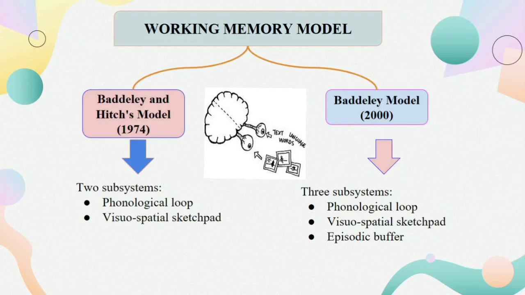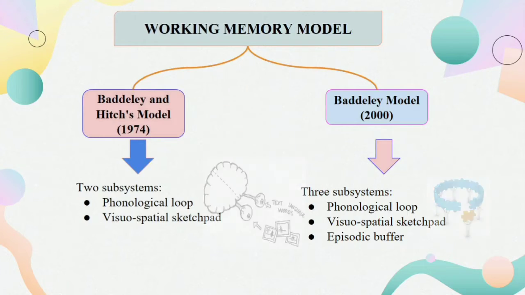Concerning the working memory model, it was changed according to the time. At the first time, it was divided into two subsystems. The first is the phonological loop and the second is the visual spatial sketchpad. At the second time, one more subsystem was included, called the episodic buffer. The first two subsystems refer to visual and verbal information, while the last subsystem integrates all the information in an episode.